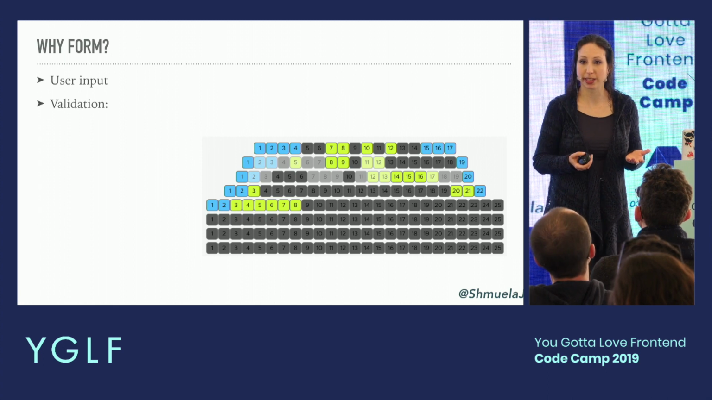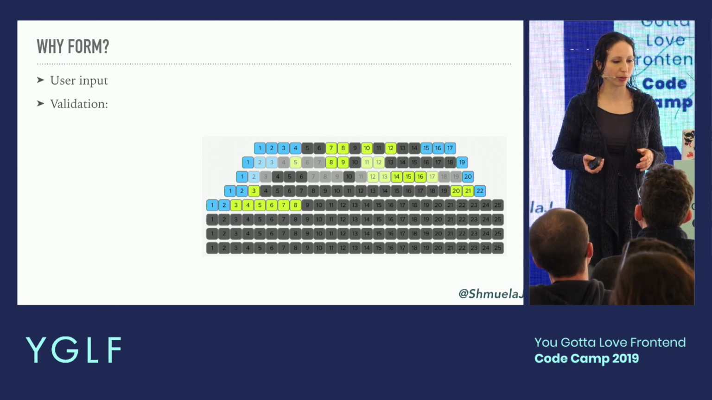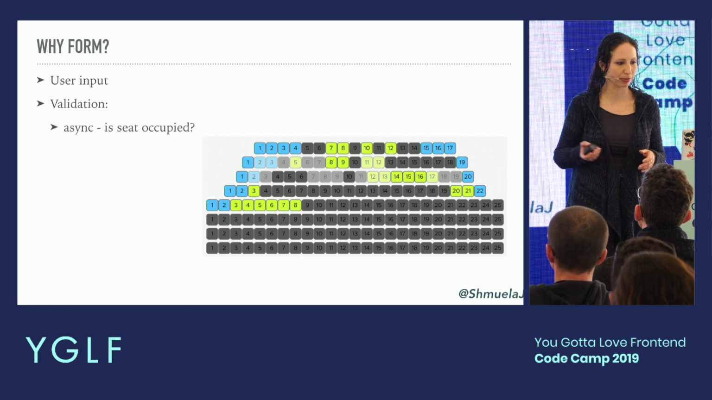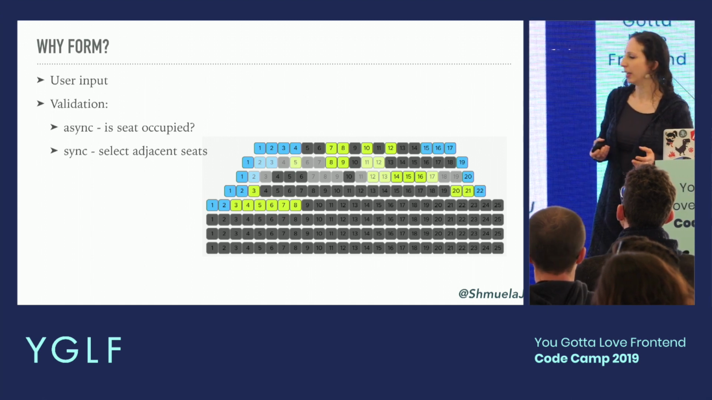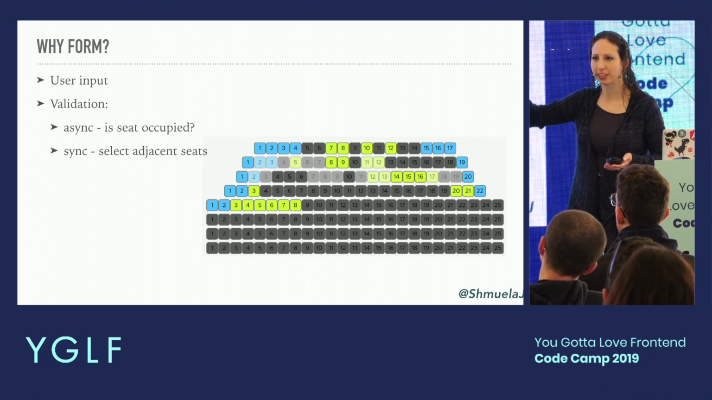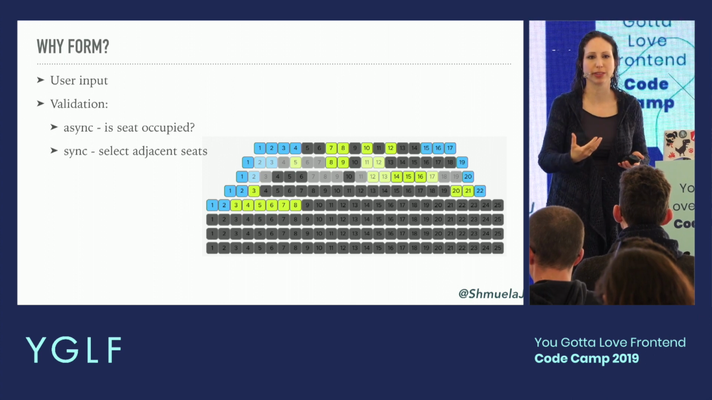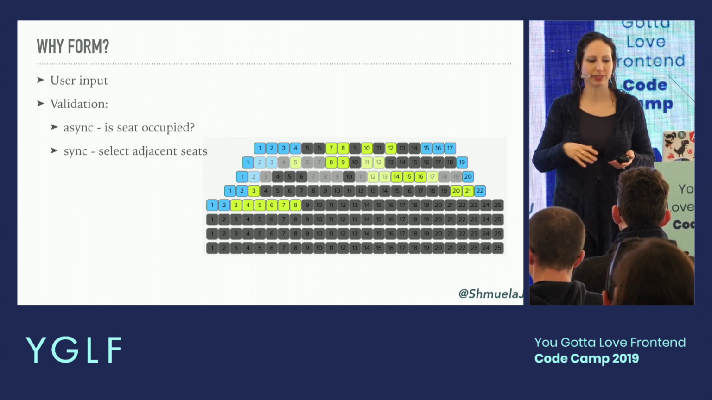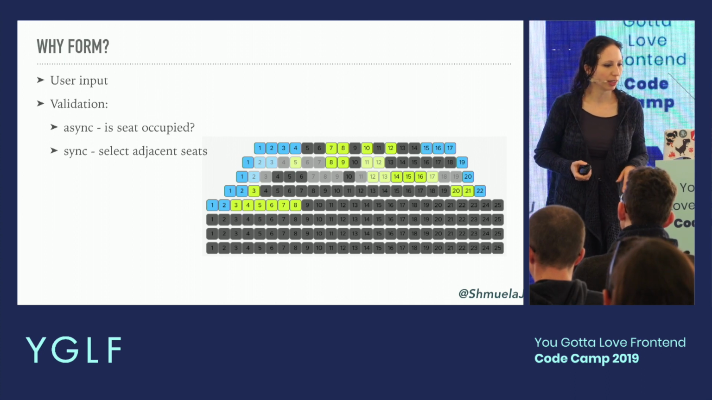Okay, I mentioned there's validation. So the validation that we saw, and also we can have another type of validation, a synchronous one. If the user selects seats that aren't adjacent, like leaves a gap, and we don't want that, so we can also do a regular client-side validation on that. So that's very easy with forms.